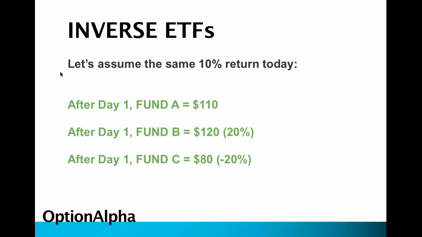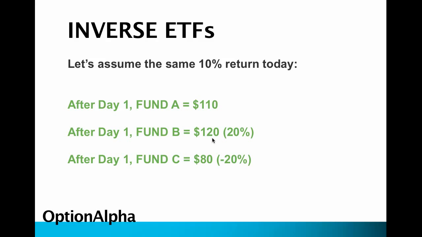So going over these, let's assume that we get a 10% return today. Again, ETF funds are calculated on a daily basis, not a monthly or yearly basis. So let's say we get a 10% return today. And again, simple math here. After day 1, Fund A, which is just the index, is $110. So it started at 100 and it's now at 110. After day 1, Fund B, which is our double long, is going to be at 120. So we're making double what the daily return is. The index returned 10% today, so we're going to make 20%, twice that value.